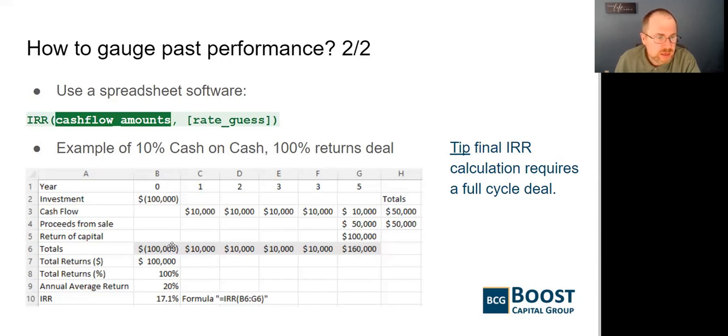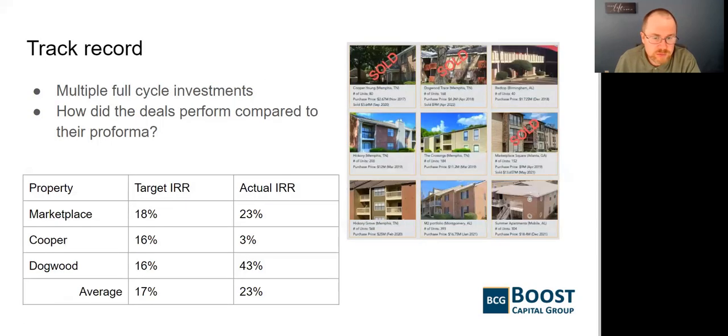Okay, so here I wanted to share, for instance, a track record, which happens to be our track record. So how do you take a look at gauging past performance of a particular operator, for instance? Well, you're going to look at multiple full cycle investments, going from purchase to disposition. And you're going to look at how the deals performed compared to their pro forma.